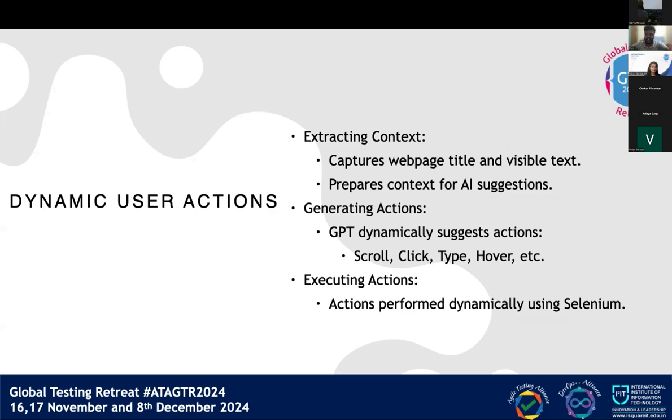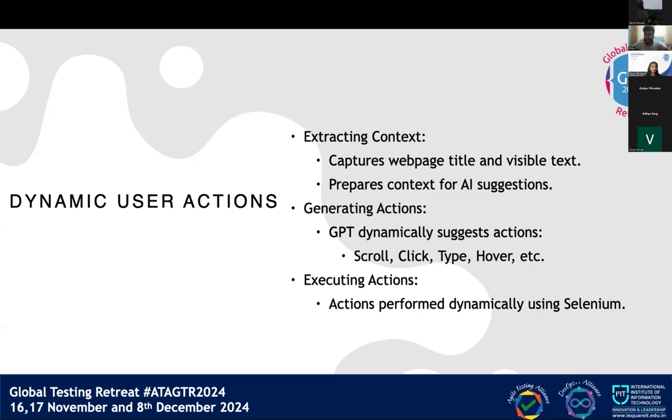What are the dynamic user actions here? The system captures the title and visible text from the web page. For instance, if the page has a title like shop pets and the visible text mentions fish, dogs, reptiles, and so on, the AI might suggest exploring each category. These actions are not predefined, so they are not mentioned in the code or anywhere else. Instead, GPT adapts based on what it observes, and these actions are performed in real time using Selenium.